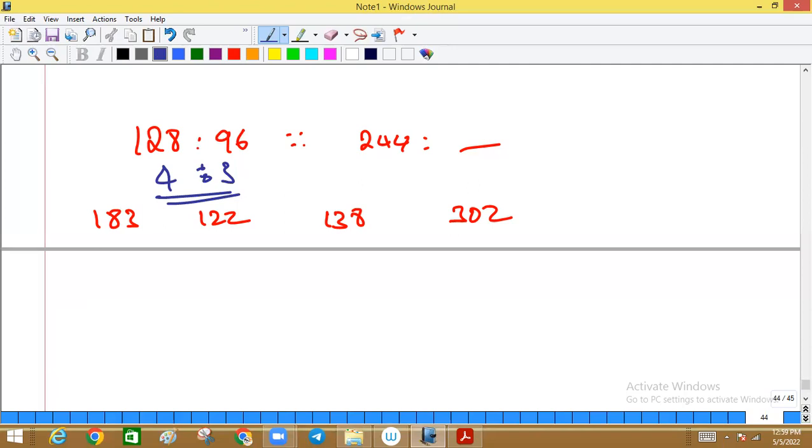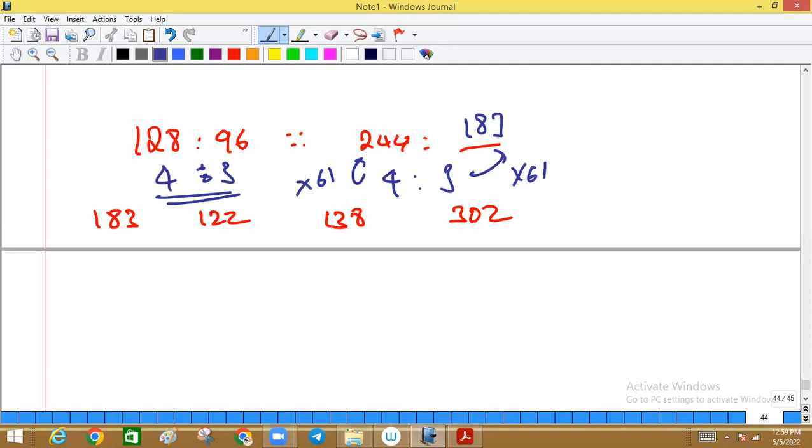Right. So what is the answer now? 4 is to 3 means how many times? 61 times multiplied by 61. The same here also multiplied by 61. What is the answer? 183. Option A is the answer. 183 is the answer. Right.